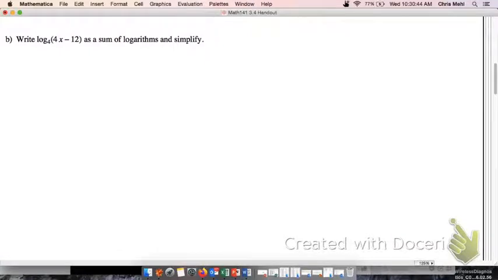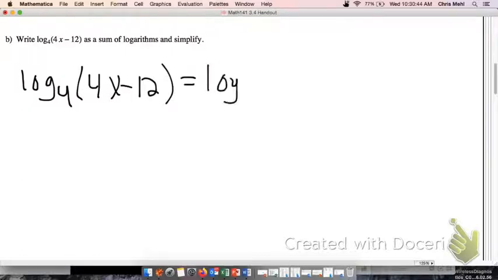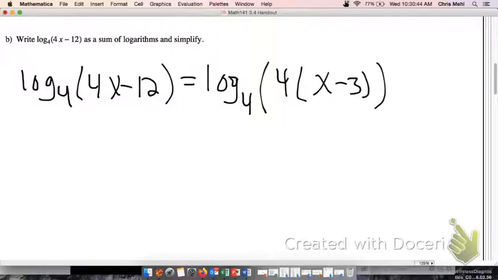Okay, example 1, part B. It says write log base 4 of 4x minus 12 as a sum of logarithms and simplify. Okay. So again, using the product to sum identity. Now, before you can use the identity, you have to write the argument or the input of the log as a product, which would require you to factor out the 4 first. Okay, so if I pull out the 4, I'd be left with x minus 3. Now I have a product.